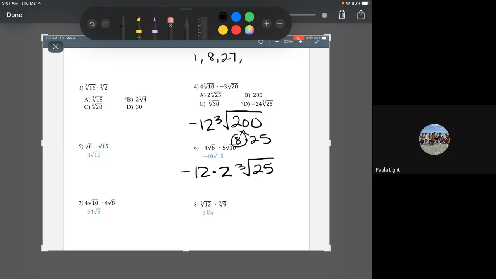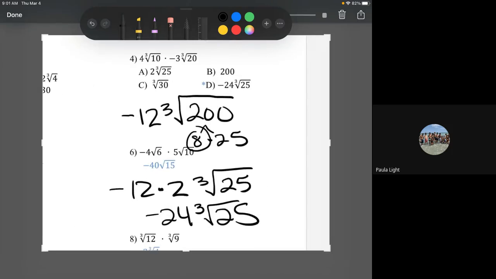You cannot break down 25 anymore to pull something out. It won't happen, okay? It's not a perfect cube. It factors as 5 times 5, and that's a pair, and you're looking for triplets. So you go ahead and multiply these two coefficients to get negative 24 cubic roots of 25. And that is exactly the answer they picked. So they got that one right too. Phew.